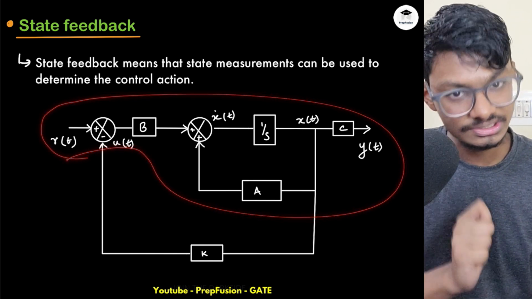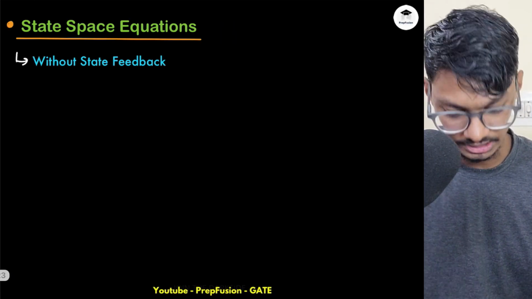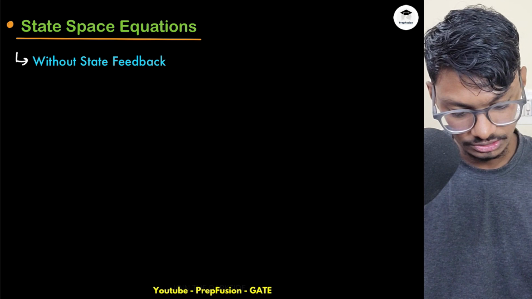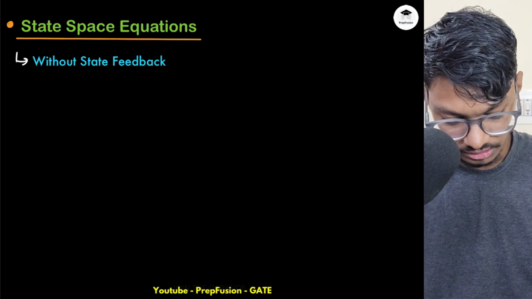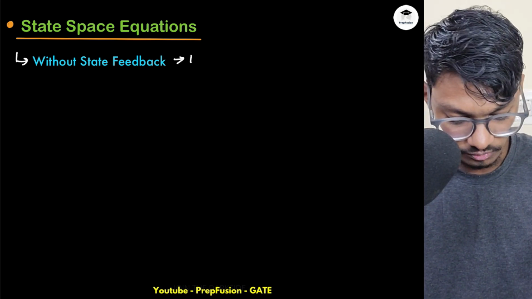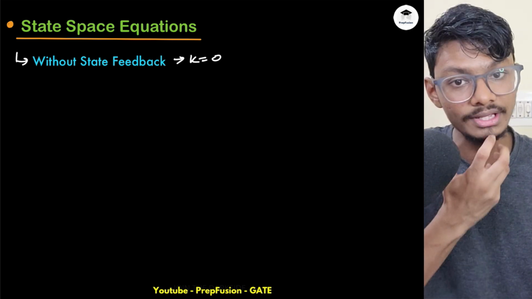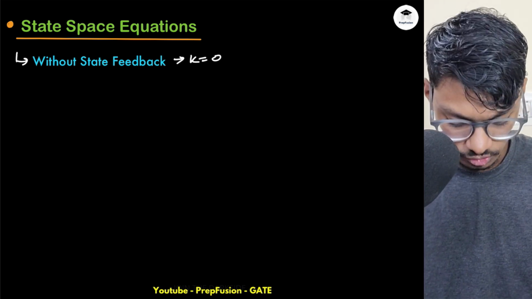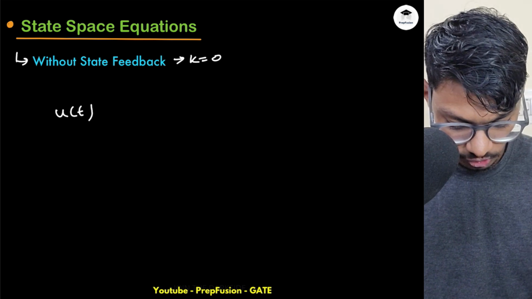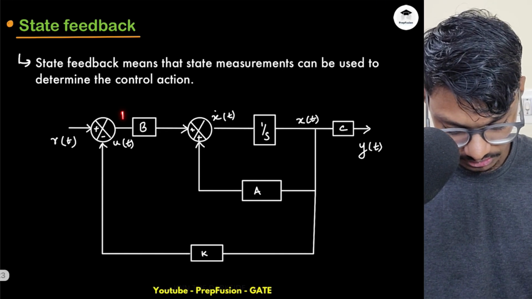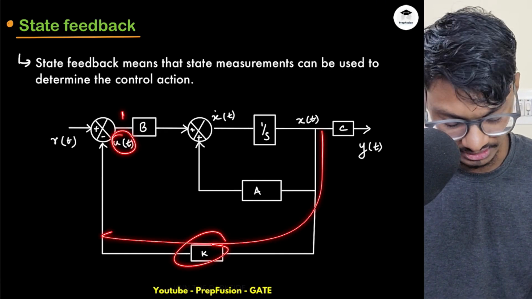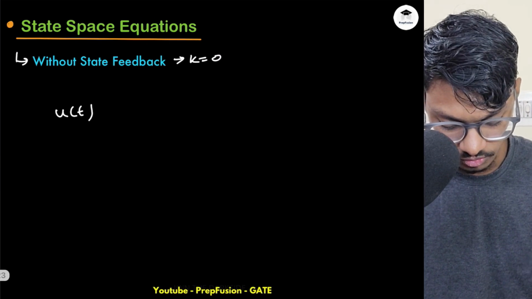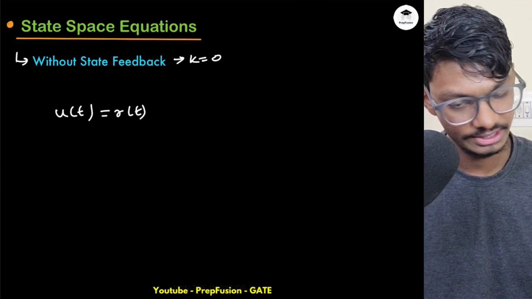What is the state space equation? I will write the state space equations. First of all, this is without feedback, that is, when k equals 0. Then what are my state space equations? My u of t is this, and k is 0, so no feedback is coming. So r of t is directly equal to my u of t.